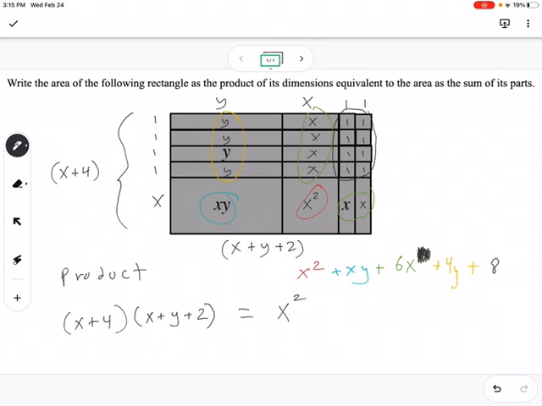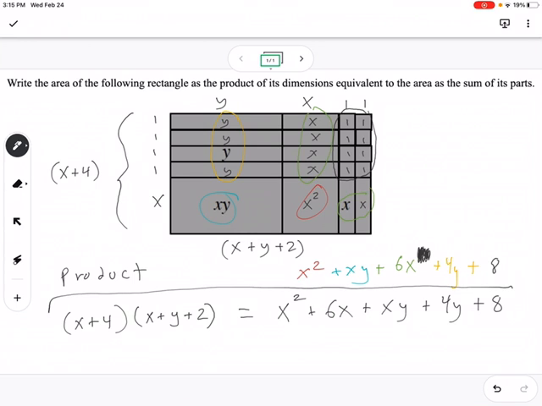But x squared plus 6x. So we've taken care of all the things with only x in it. And then we would put xy, and then we would put 4y, and then the constant, or the number, always goes last. So this is what it means to write the area as a product of its dimensions. So there's the product, and then the sum of its parts is over on this side.